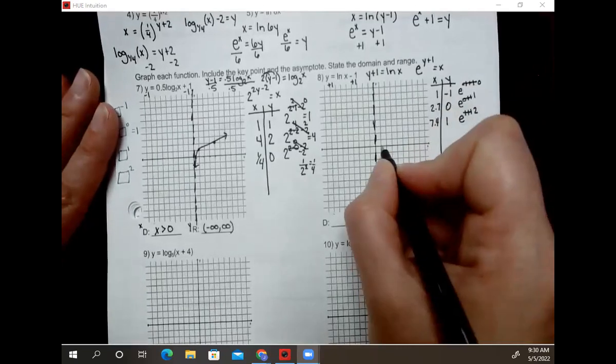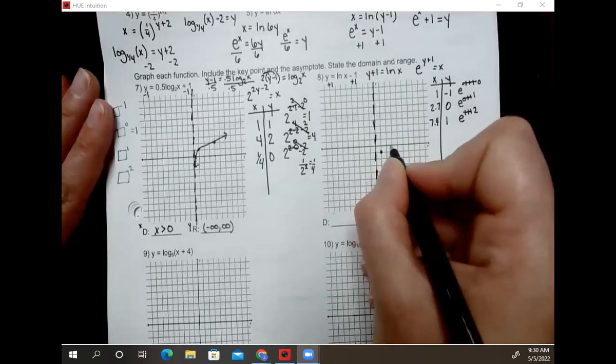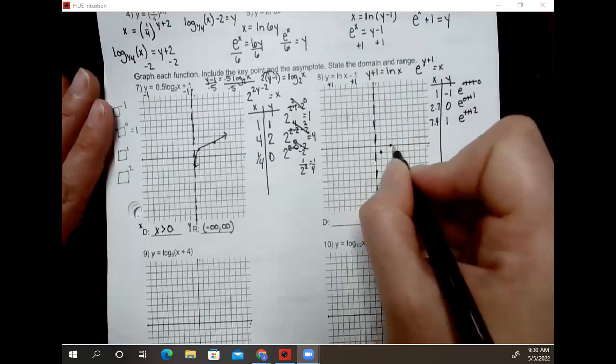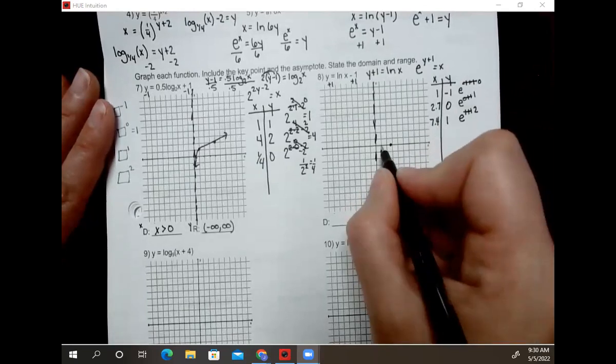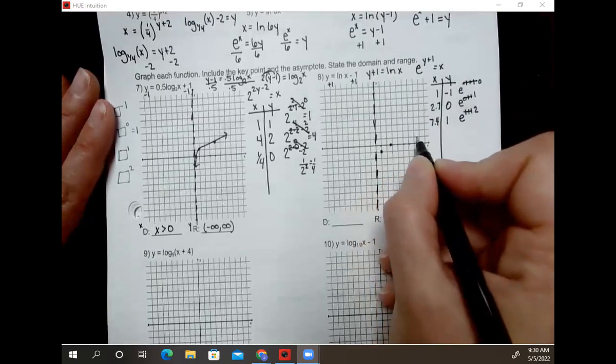1 comma negative 1, 2.7 comma 0, and 7.4 comma 1. So 1, 2, 3, 4, 5, 6, 7.